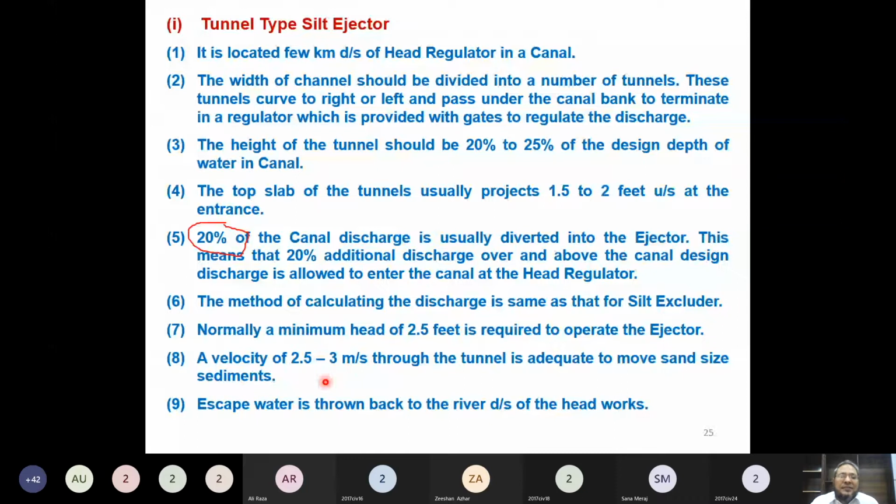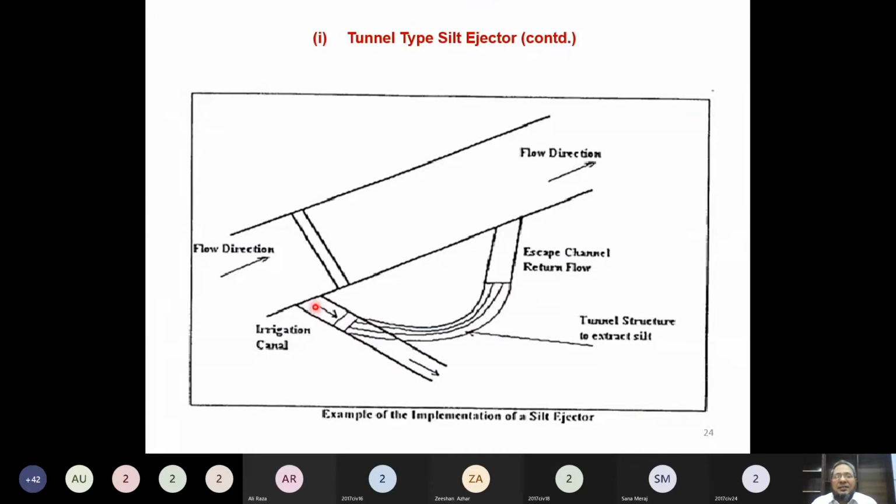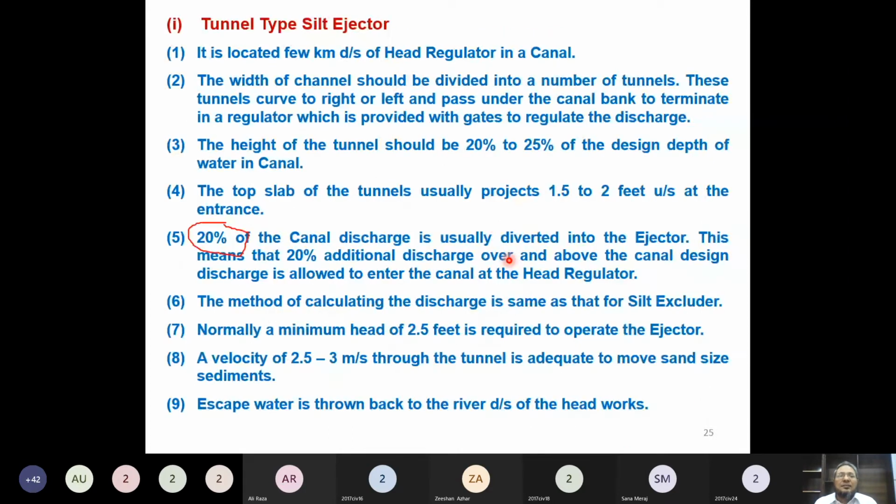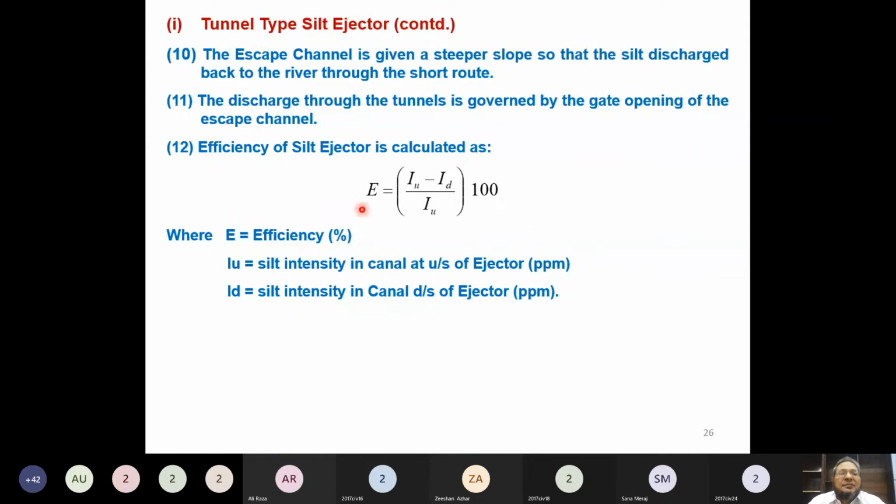And then escape water is thrown back to the river downstream of the headworks, as we have discussed, that this water is then thrown through this escape channel. Number 10, the escape channel is given a steeper slope so that the silt discharges back to the river through the short route. Okay, the steep slope means it has more sediment carrying capacity, and it should carry whole of the sediments.